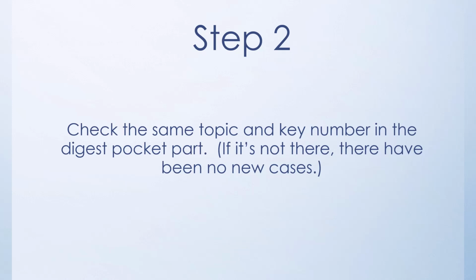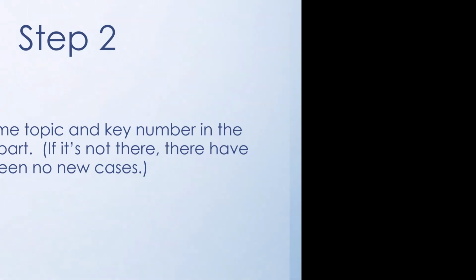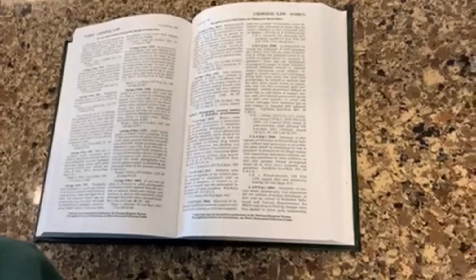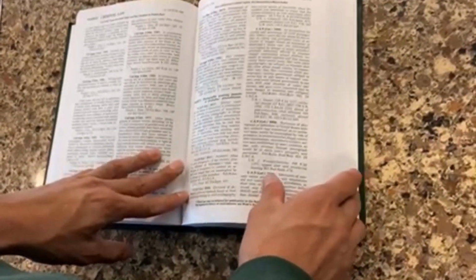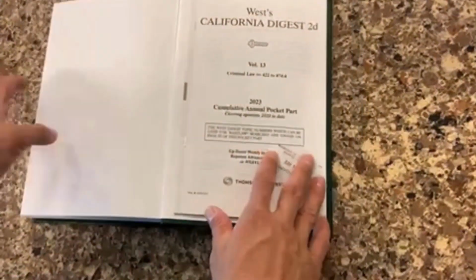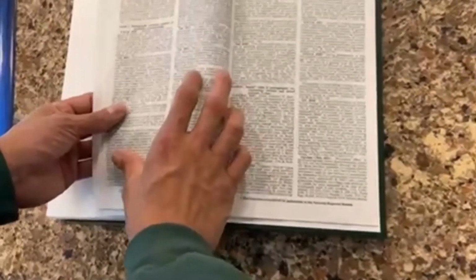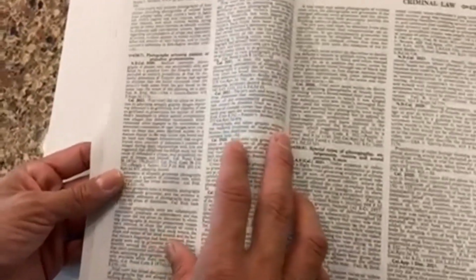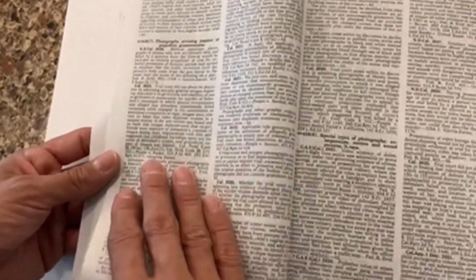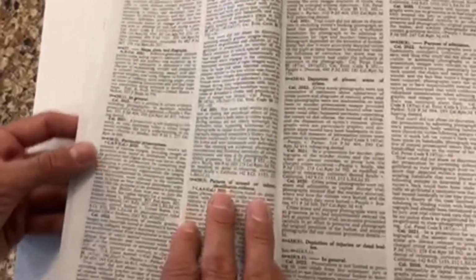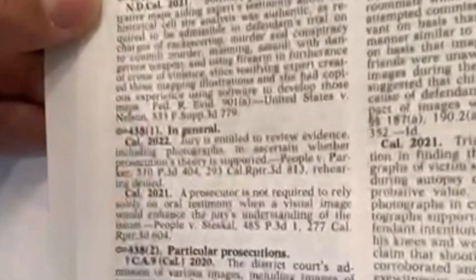Step 2. Check the same topic and key number in the digest pocket part. If it's not there, that means there have been no new cases during the time period covered by the pocket part. Here I've asked Isaiah to turn to the back of the book where the pocket part is located, and then find criminal law and look for key number 438 sub 7. And if it's missing, that means that there's nothing to add. Here he's found where it should be located between those two key numbers. There's nothing there, so there's no additional material.